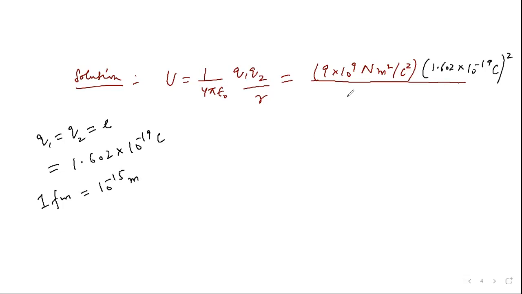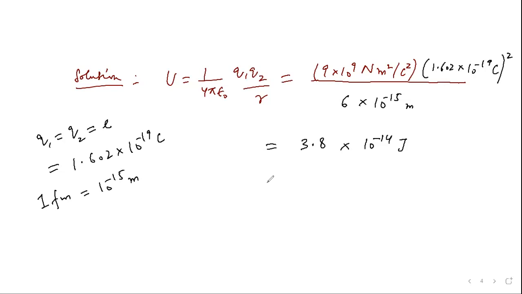So here I have to substitute 6 femtometer, that is 6 into 10 raised power minus 15 meter, right? So when I solve it, it will turn out to be 3.8 into 10 raised power minus 14 joule. You can check it.